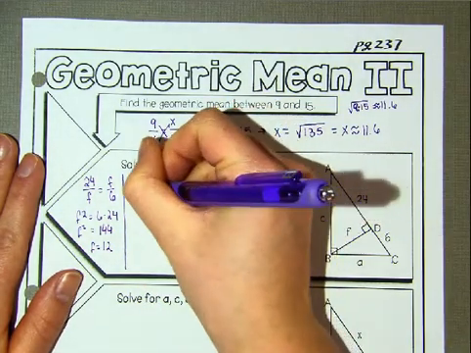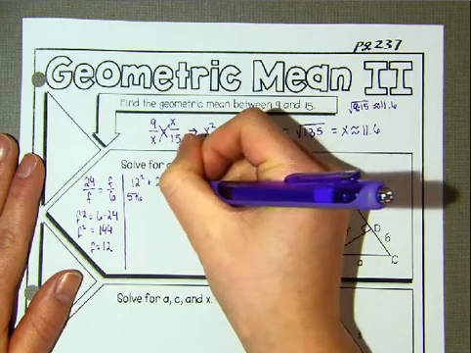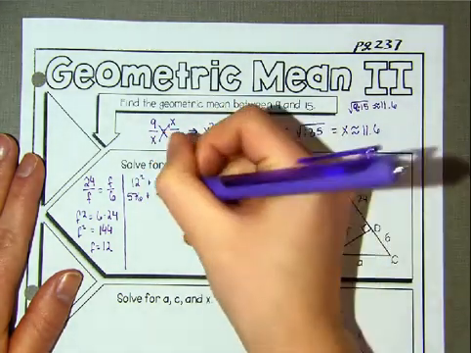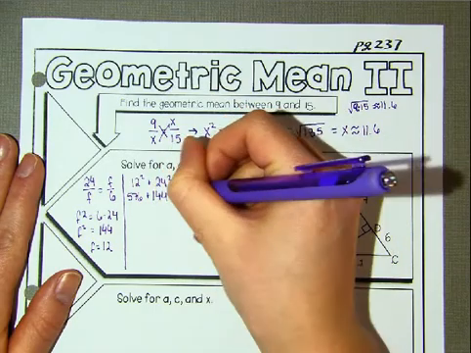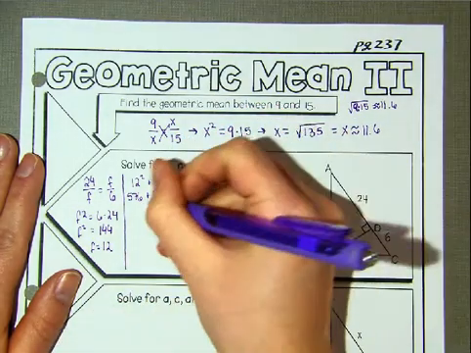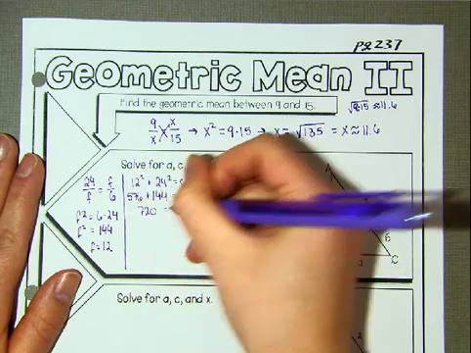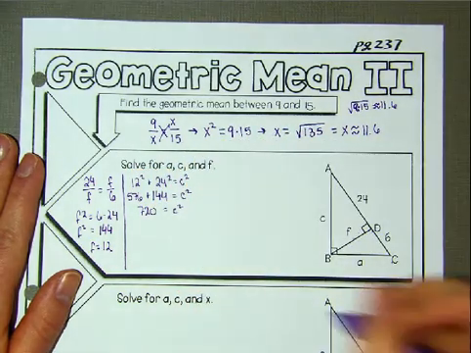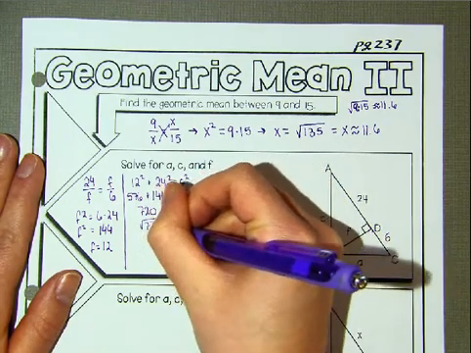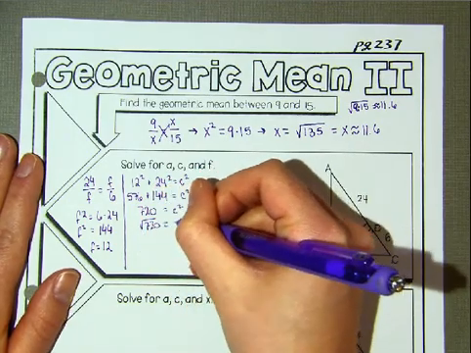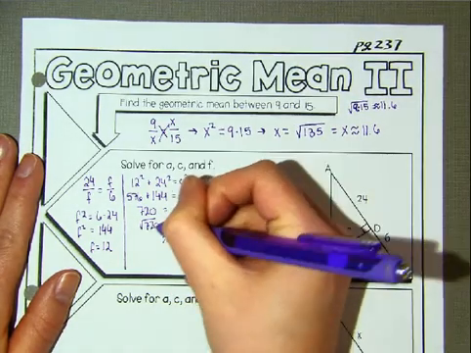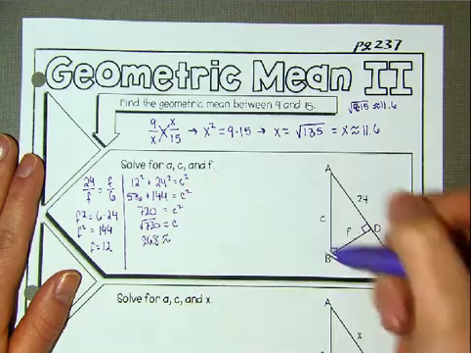24 squared is 576. F squared, or 12 squared, is 144. That's equal to C squared. These two numbers added together equal 720. When we take the square root of that, if we want to be precise, we can leave it as the square root of 720, or that's going to give us approximately 26.8.